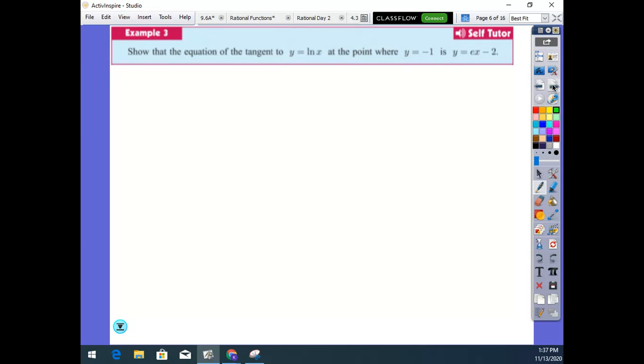Then you just have to reason your way through. Okay, so this one, show that, so they're giving us our final answer, show that the equation to the tangent line of y equals ln x, at the point where, this is the tricky part, where y equals negative 1. So then our coordinate point, I don't know what the x is, but I do know the y.